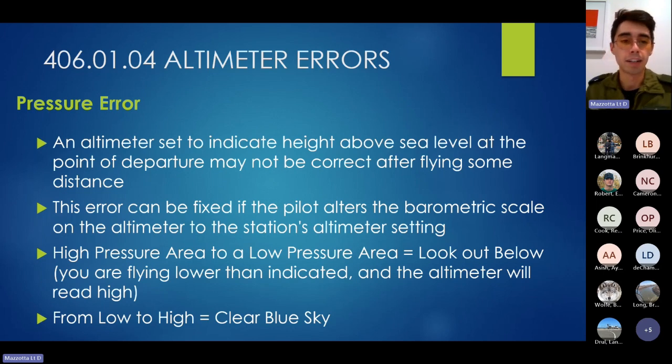If you fly from an area of high pressure to an area of low pressure, you're going to be flying lower than what's actually indicated. So the mnemonic for that is from high to low, look out below. So the altimeter is reading higher than you actually are. And then on the contrary, from low to high, clear blue sky. So it's going to indicate lower than you are, and the altimeter is going to read lower.